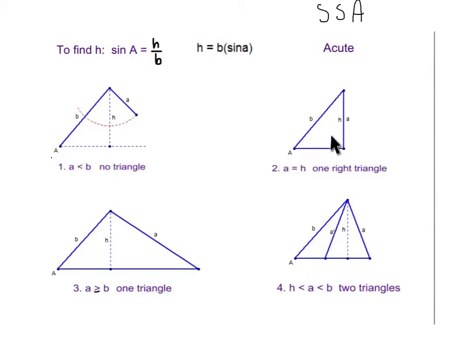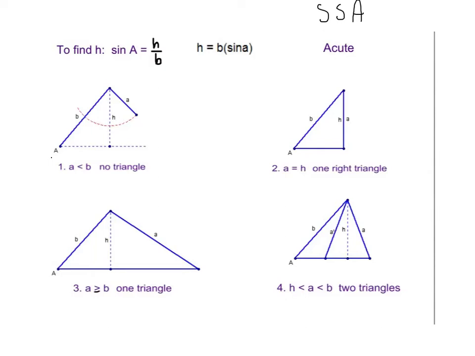Remember that angle A and side A are given, and side B is given. I'm sorry, I'm getting that backwards. All right, and so if H and A are the same, it makes one triangle, and further, it's a right triangle. The third possibility is that side A is longer than the given side B, and it's also longer than H. And if that's the case, it's just one triangle.